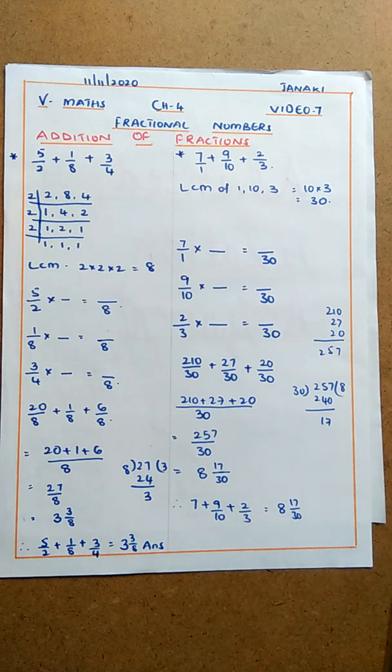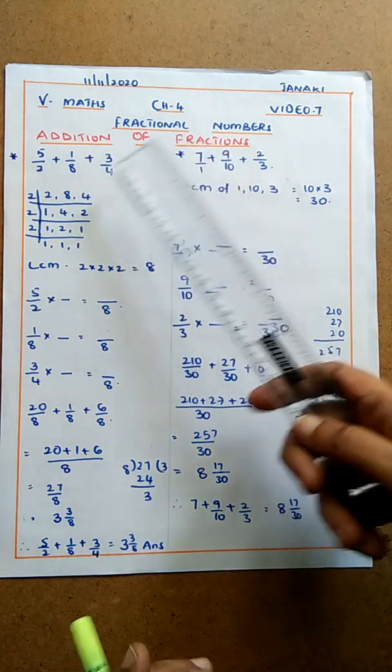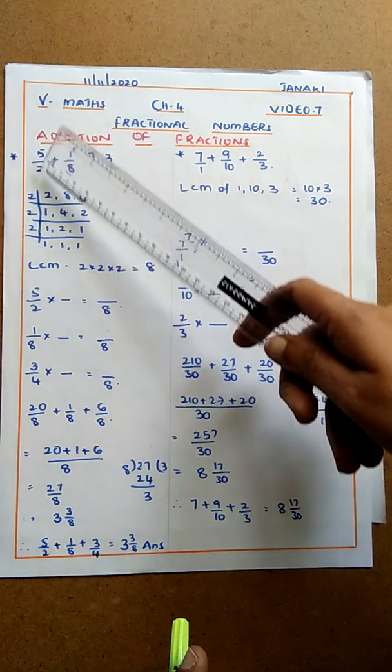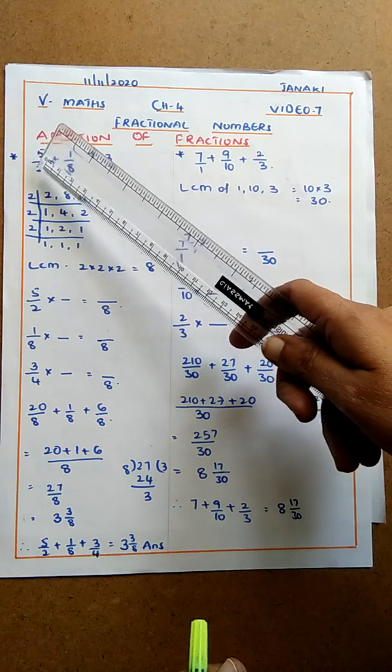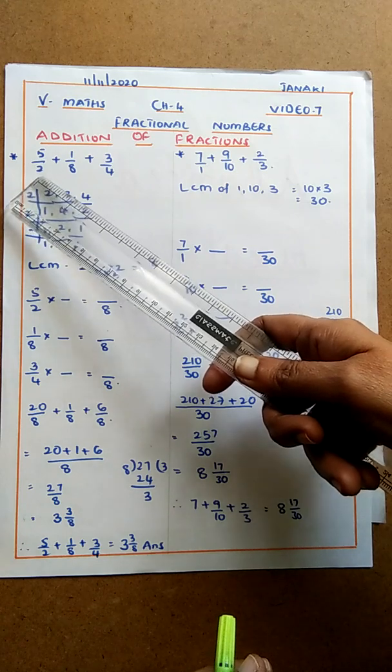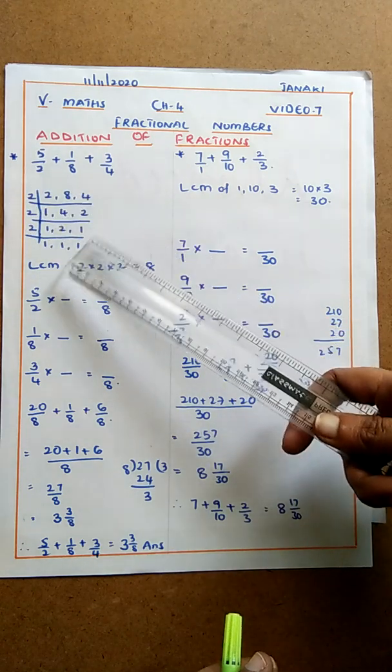Now let us move on to the addition of fractions. We do the same thing here, but instead of arranging them in ascending or descending order, we only add the fractions. Now let us see how we are going to do it. Here, the first one. Add the fractions 5 by 2, 1 by 8, 3 by 4. 5 by 2 is an improper fraction because 5 is greater than 2. Now let us take the denominators 2, 8 and 4 and find the LCM.